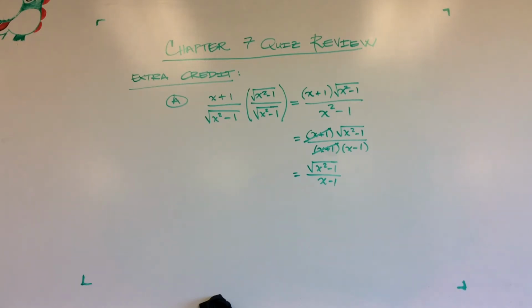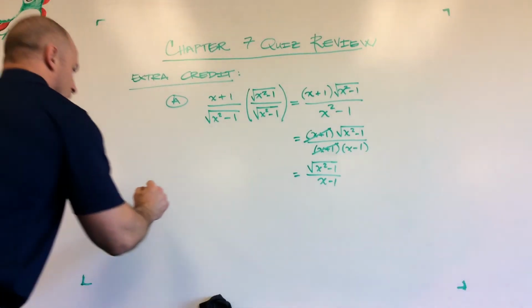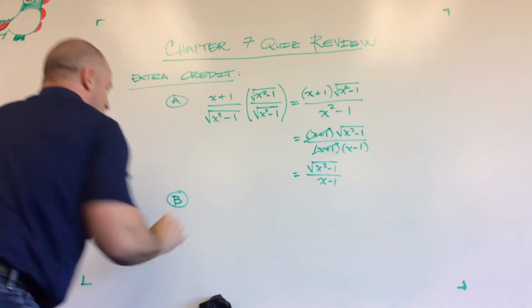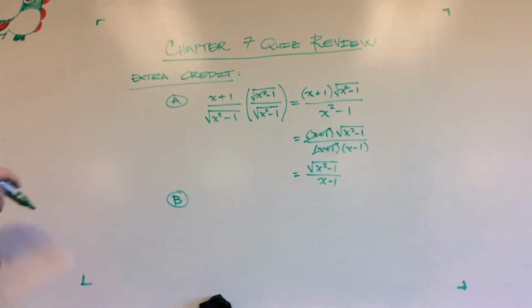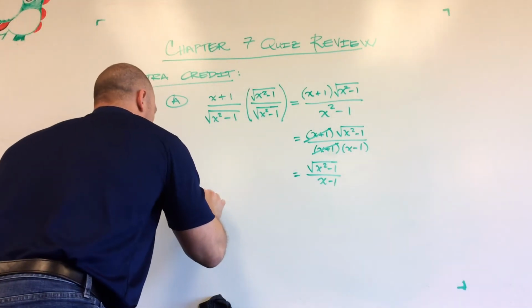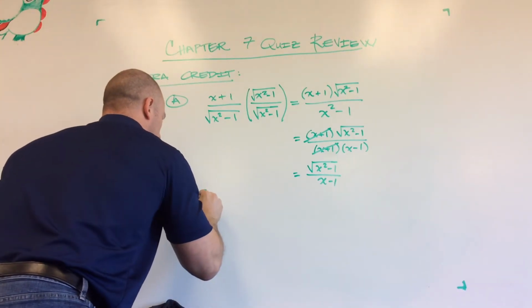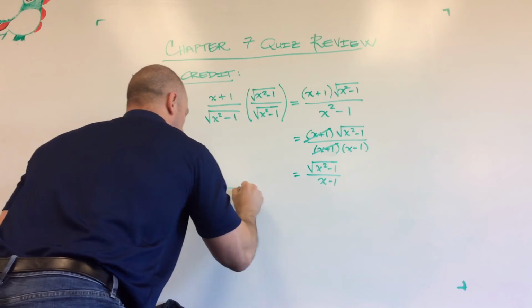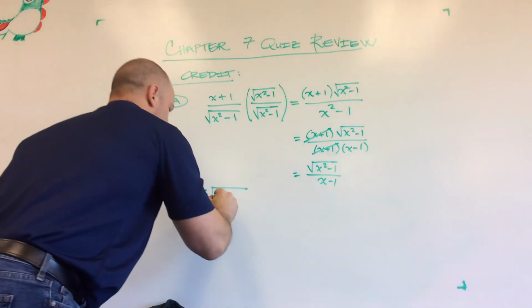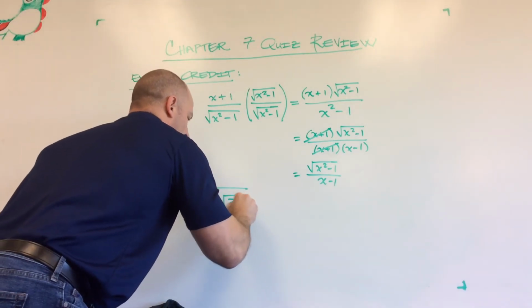Extra credit B asks us to take the fifth root, let me make sure that's clear, the fifth root of the square root of 32.